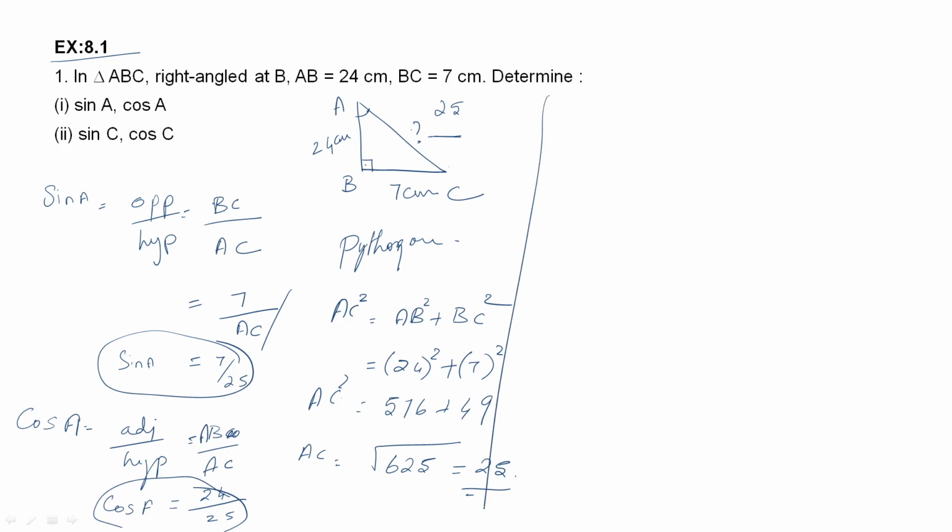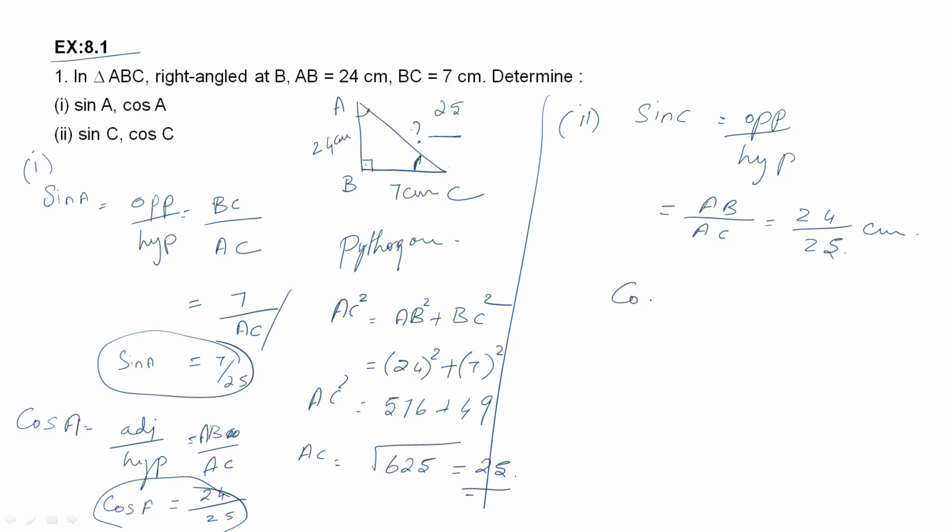Then what else we have? This is the first question, sub question first. And what is the second sub question? It is sin C we have to find out. Sin C is, angle C is here. Sin C is opposite by hypotenuse. What is the opposite side of angle C? AB. What is hypotenuse? That is going to be the same. So it is 24 by 25.